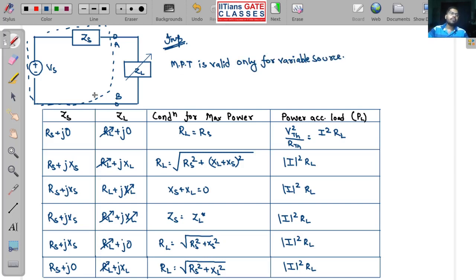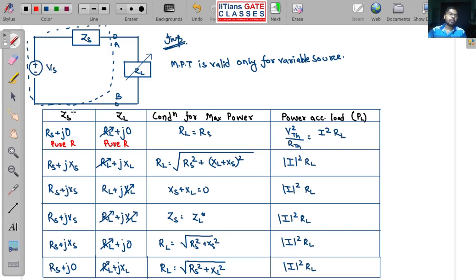Now what will happen? Suppose my internal impedance or source impedance ZS looks something like this. This is my pure resistance, and even if my load is pure resistance, then the condition for maximum power transfer will be what? When load resistance is equal to source resistance, at that time maximum power will be transferred, and the power in the load resistance RL or ZL will be given by I square into RL.